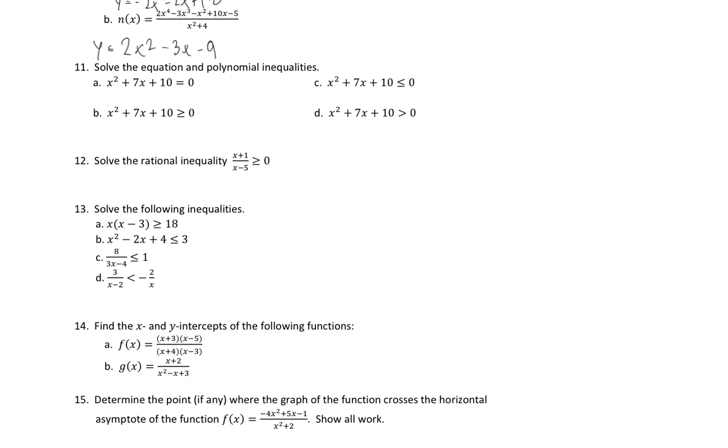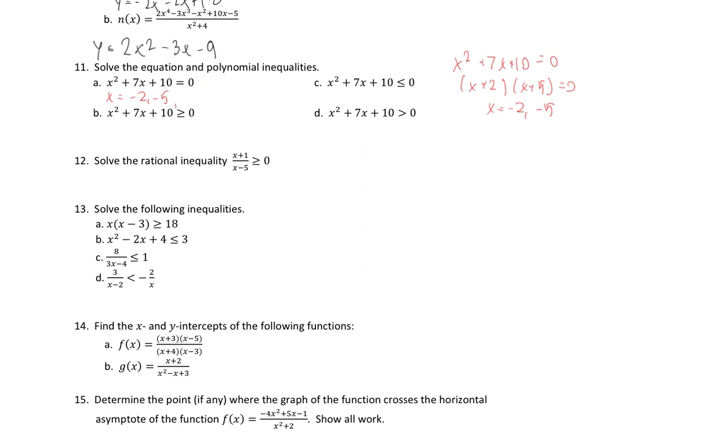Okay. So for the next one, we need to solve the equation in the polynomial inequalities. So the first one is just x squared plus 7x plus 10 equals 0. Well, that one, we've done problems like this before. You could use the quadratic formula, or this one factors. So you get x equals minus 2 and minus 5. That one's fairly straightforward.